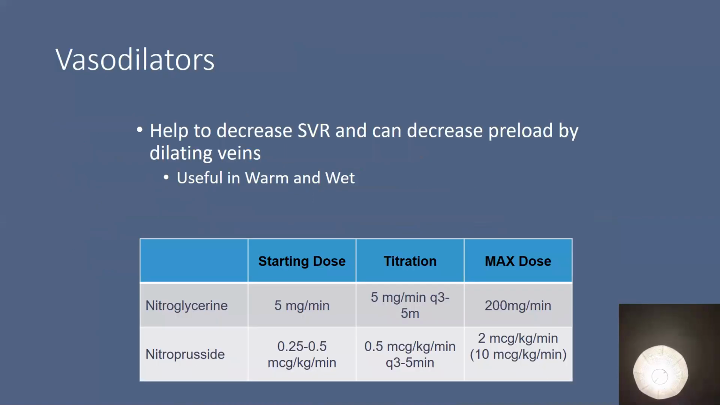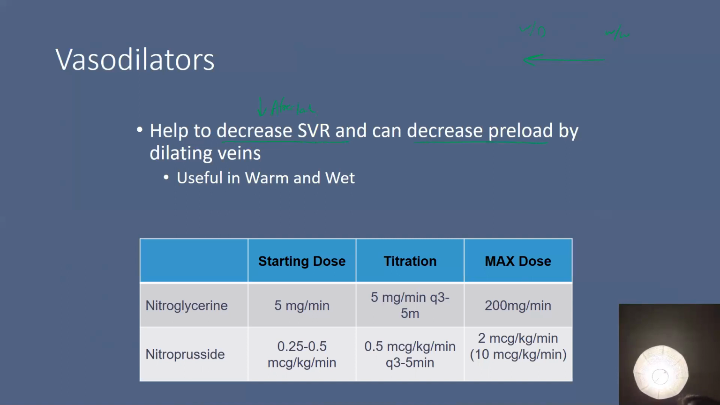So vasodilators, when we're talking about cardiogenic shock, remember vasodilators help us move from warm and wet to warm and dry. There's the top of the box. And what they do is they decrease your systemic vascular resistance. So that means they decrease afterload. And they can decrease preload by dilating the veins. If you think about your veins completely dilating, all that blood is going to sit in those veins, not going to come back to the heart. And your heart's going to have a chance to be operating with a little less volume in it. And that gives you the chance to really start increasing its output rate.